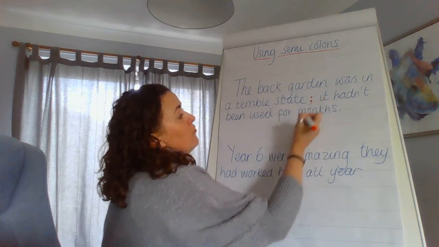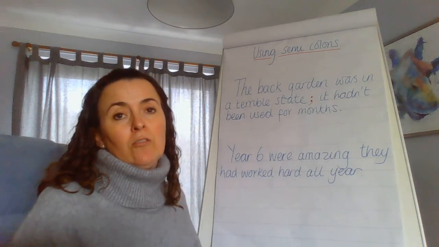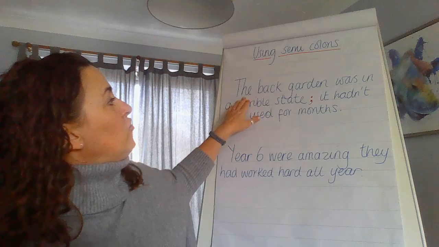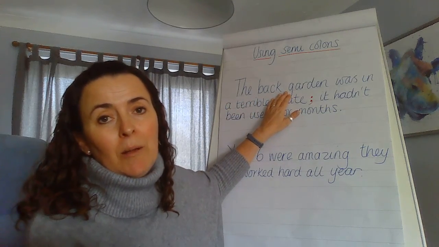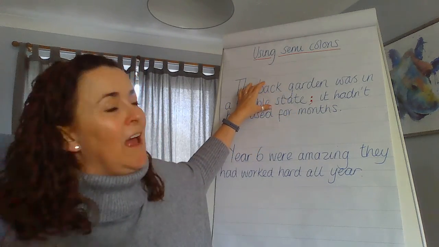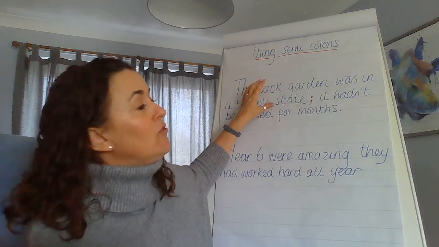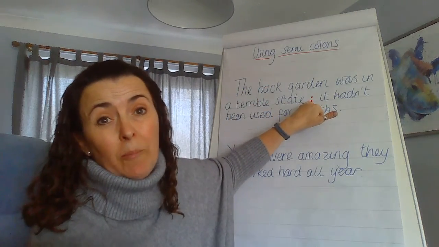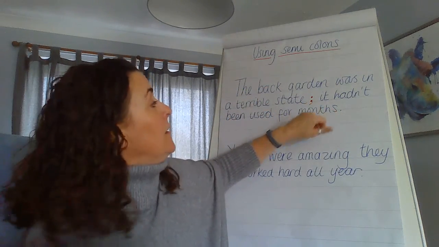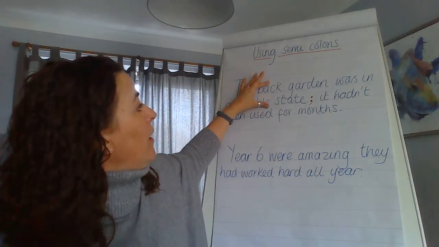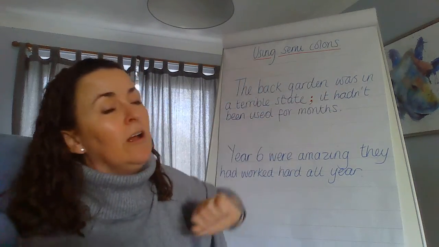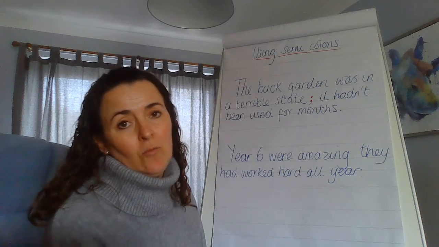Now, there are two rules to remember when you're using a semicolon. Rule number one, each part has to be a complete sentence. So each part has to be able to stand alone. So you need to be able to put a full stop in the middle of them, and they both make sense. The other rule is that the two parts, the first part and the second part, have to be related to one another.